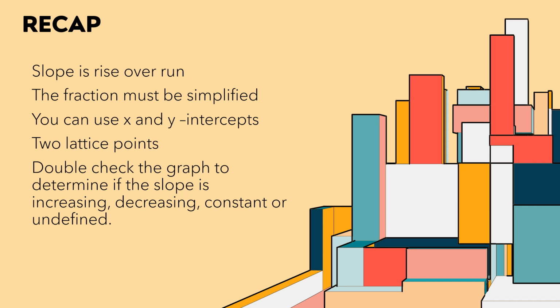Lastly, just double check the graph when you're writing out your slope. Determine if the slope is increasing, because if it's increasing, the slope is positive. If it's decreasing, the slope is negative. If it's constant, the slope is 0. And if it's a vertical line, the slope is undefined.